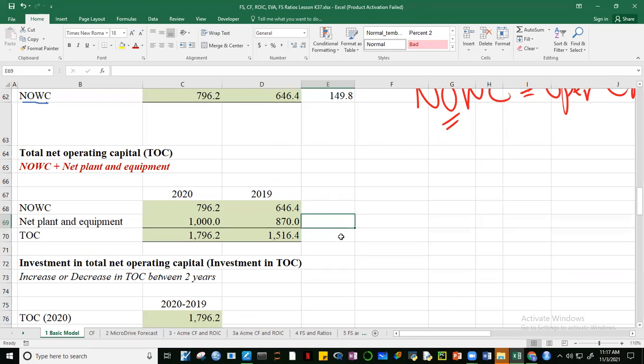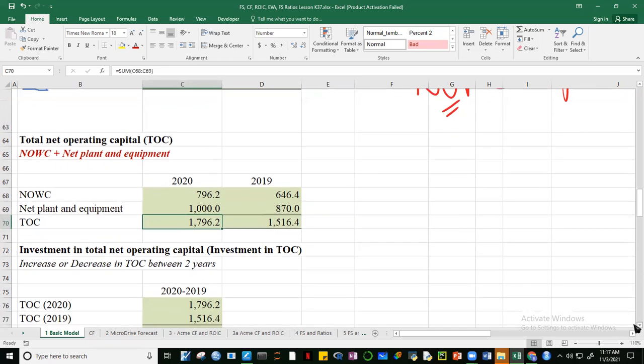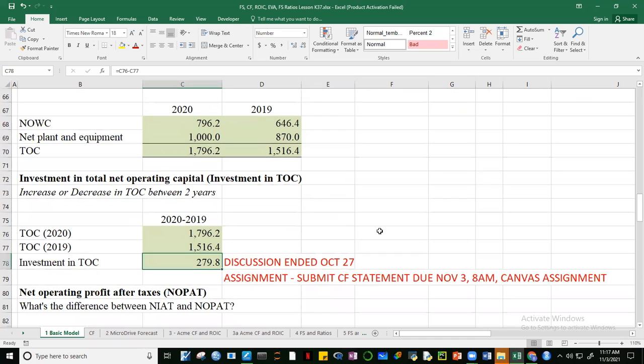Okay, so TOC, guys, increased from 1516 to 1796.2, and thus we were able to compute for the investment in TOC just by getting the difference between the two. So this was the total operating capital at the beginning of the year. Okay, and then at the end of the year, it jumped to 1796, indicating there that management received more operating capital from their investors to the tune of around 280 million.